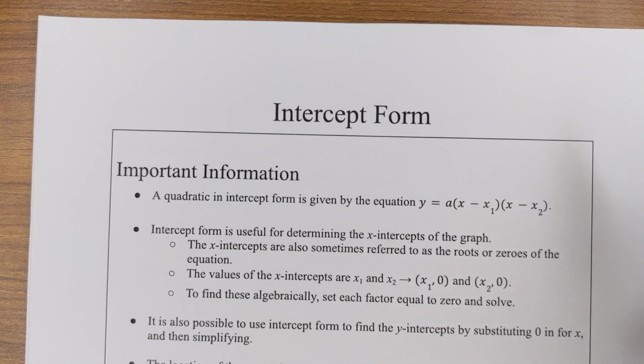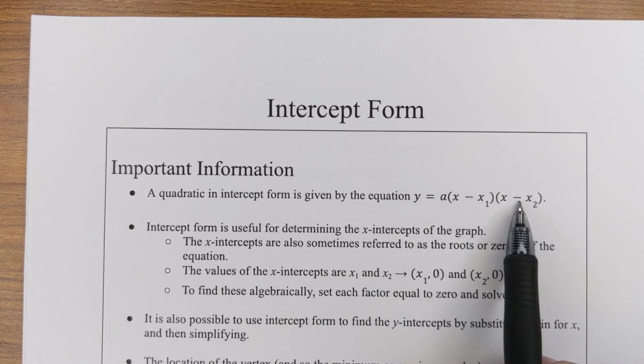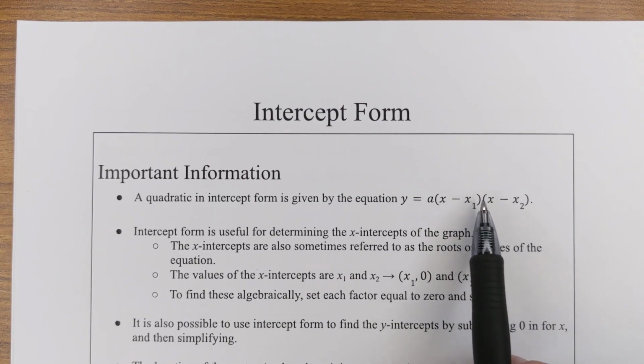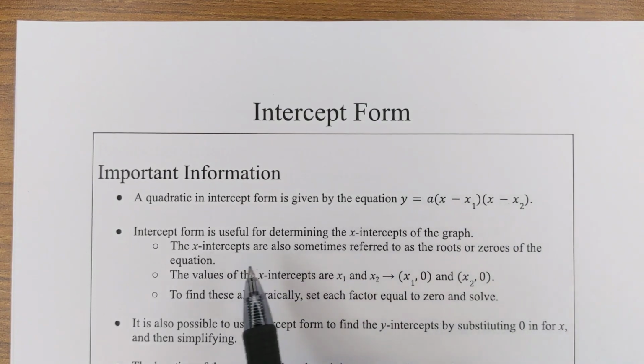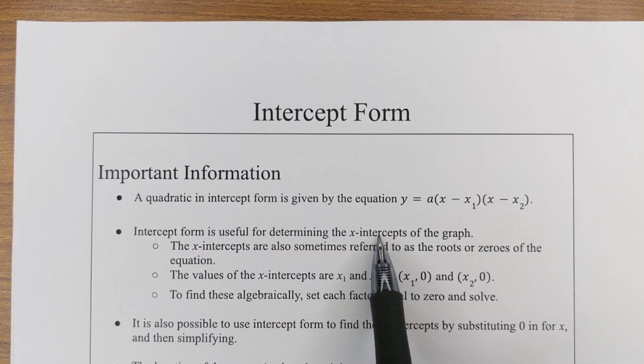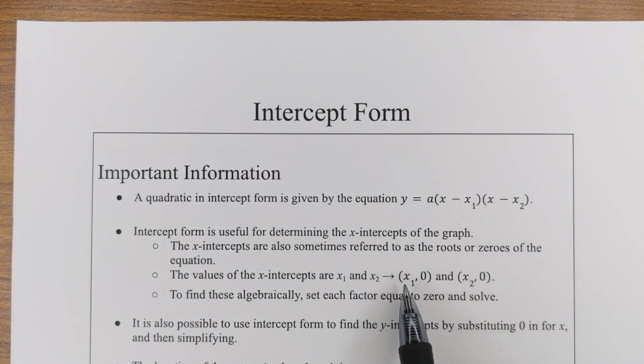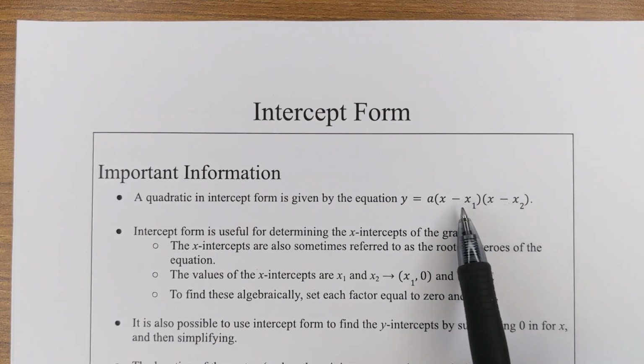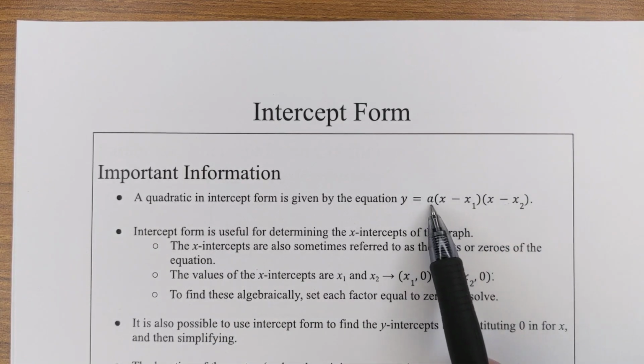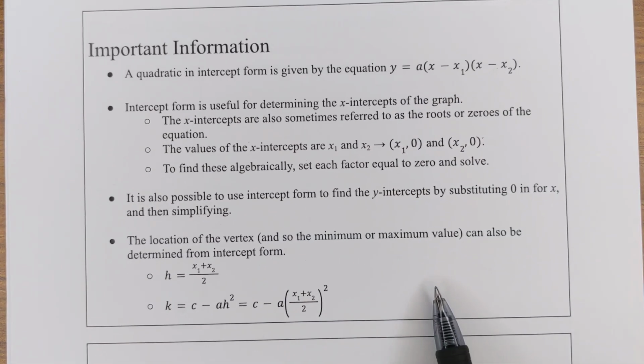Here we have the notes for intercept form. So intercept form looks like this, sometimes referred to as factored form because it has two different factors that have x's in them. Intercept form is useful for determining the x-intercepts, which is why it's called the intercept form. X1 and x2 are the values of the x-intercepts, so when y is 0, the places they cross the x-axis. To find them, you break the equation apart, set each factor by itself equal to 0 and solve. Now a will be a number, so you don't have to worry about that guy.